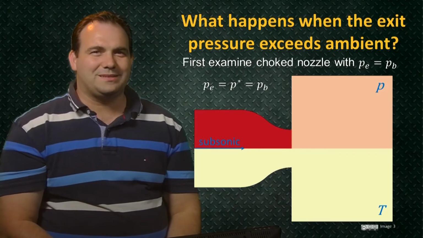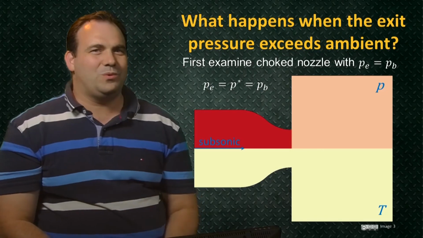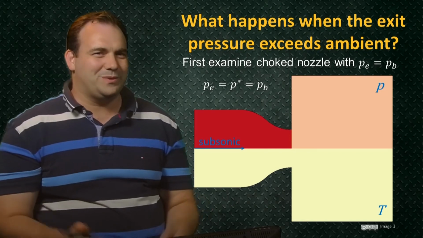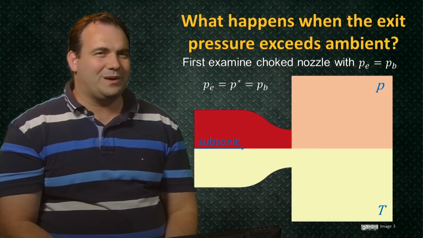This implies that the exit pressure will exceed the back pressure. A natural question to ask is, what happens when this occurs? Let's first examine the case where the back pressure and the exit pressure are equal.